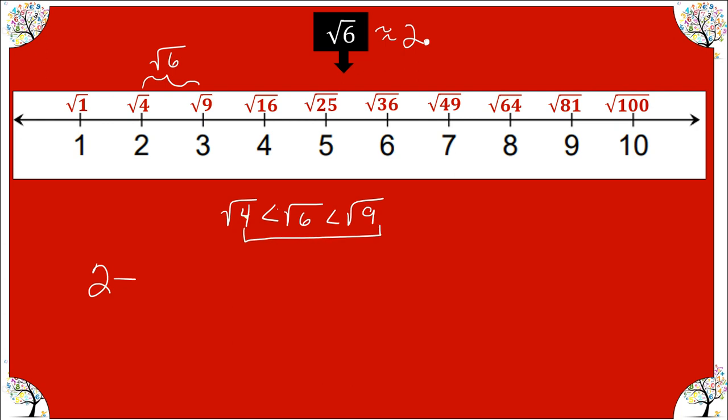So let's find the denominator. 9 minus 4 is 5, and 6 minus 4 is 2. And so we're going to convert our 2/5 into a decimal. The top goes in the box. So 2 divided by 5 is 0.4. So this is going to be about 2.4. So 2.4 is almost in the middle, but we'll say about right here is the square root of 6.